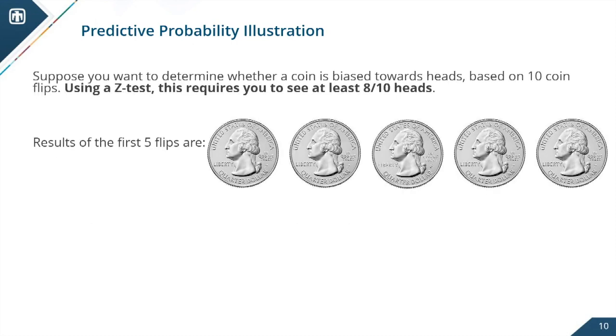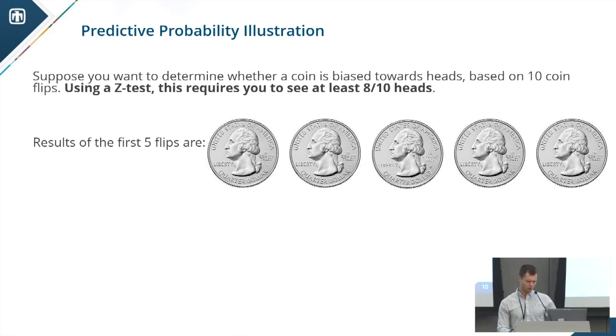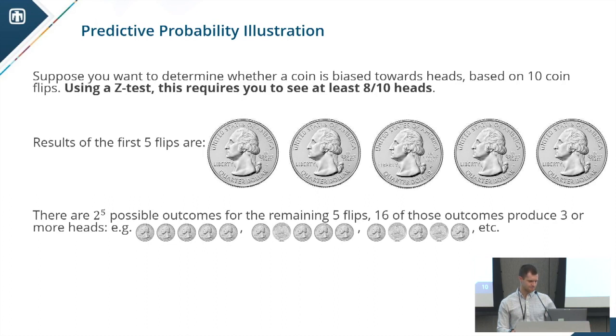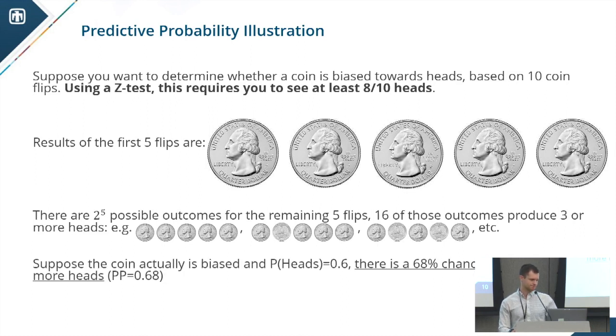All right, and then just one last example just for fun. If all 5 of the first coin flips were heads, there are several combinations that would give you the ability to get 8 out of 10 heads. And again, assuming that the probability of heads is 60%, in this case there's a 68% chance that you will be able to effectively reject your null hypothesis. So your predictive probability is 68%, which is neither really small nor really big, which is kind of an indication that at this point, you'd probably want to keep flipping.